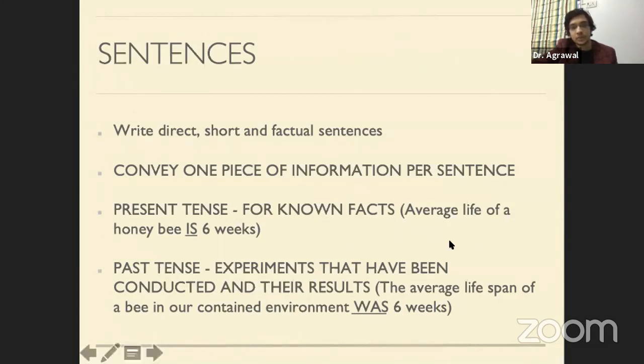Convey one piece of information per sentence. Don't try to fit in, we saw that this happened, but in this particular group, we saw that this happened, then in that particular group, we saw that happened, right?